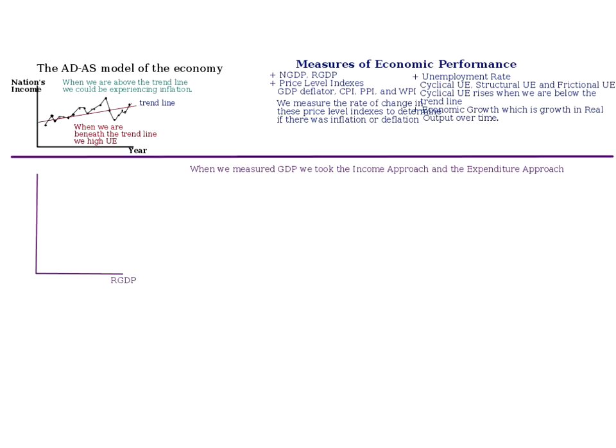Now, for prices, we're going to have to take something that represents all the prices in the economy. So it would make sense that we would use one of our price level indexes that we show up here. We have two main ones that we looked at. We looked at the GDP deflator and we looked at the CPI.